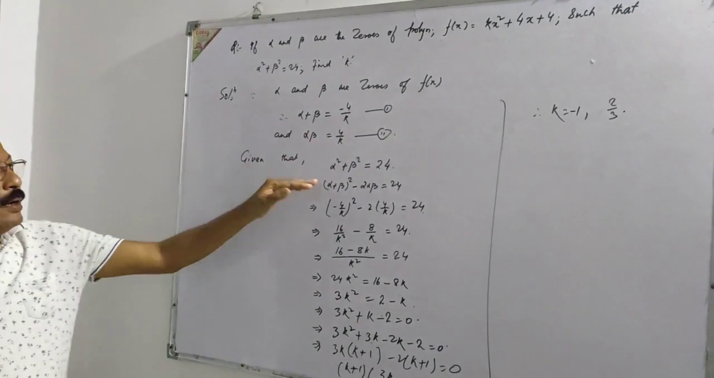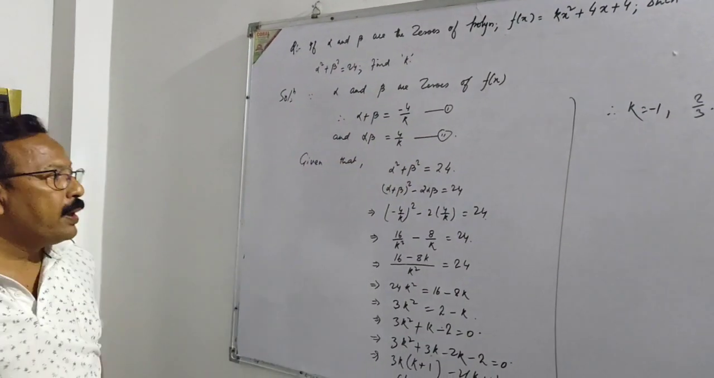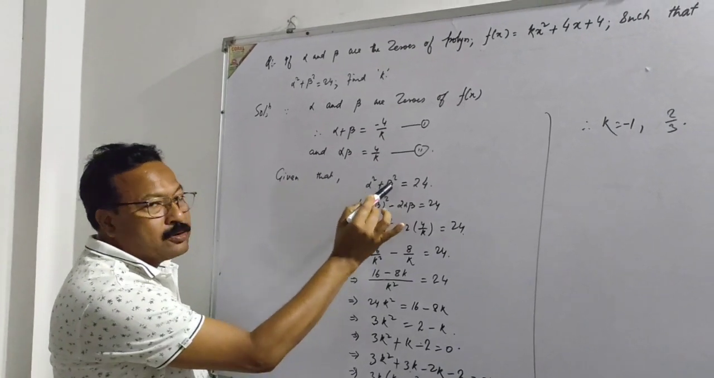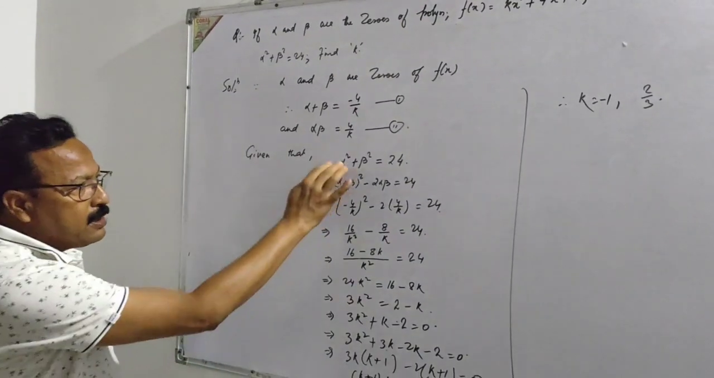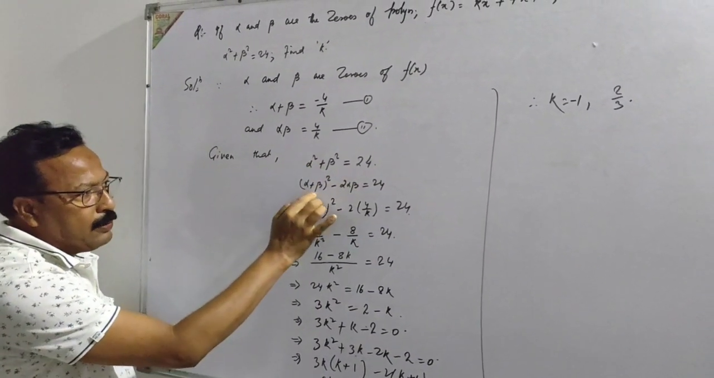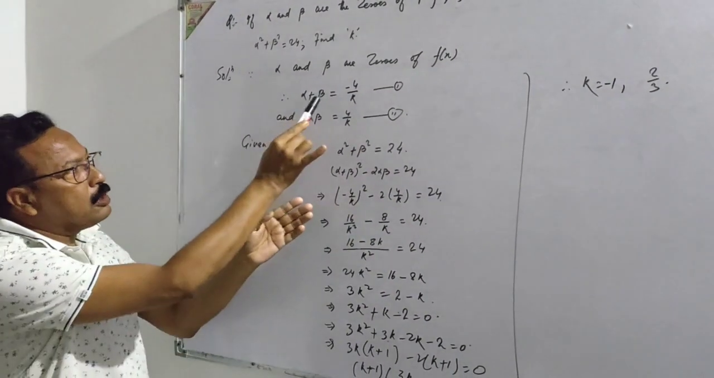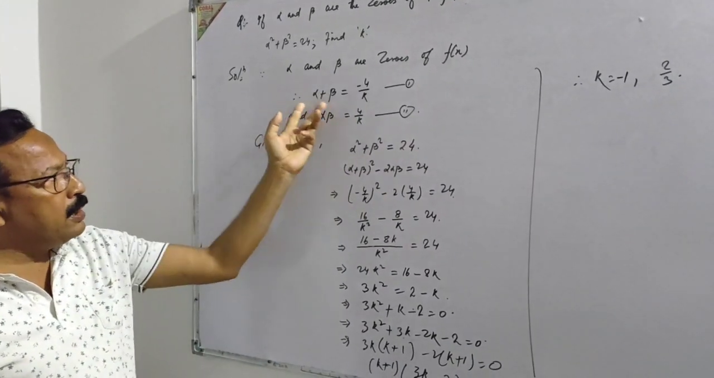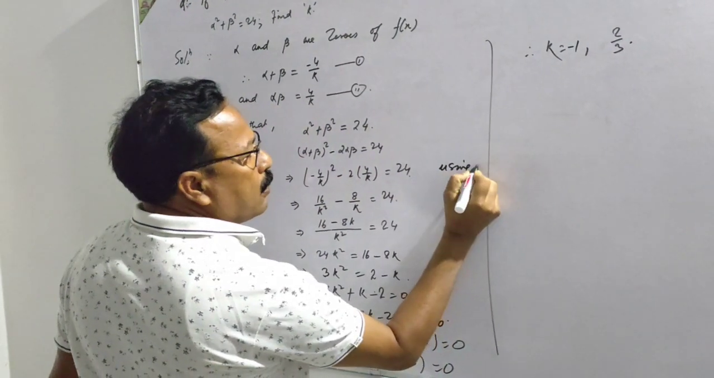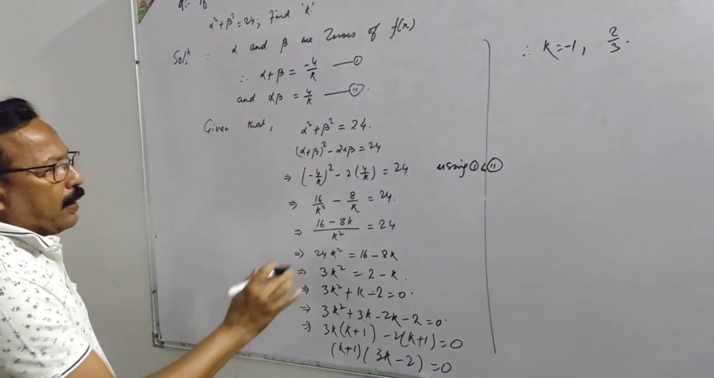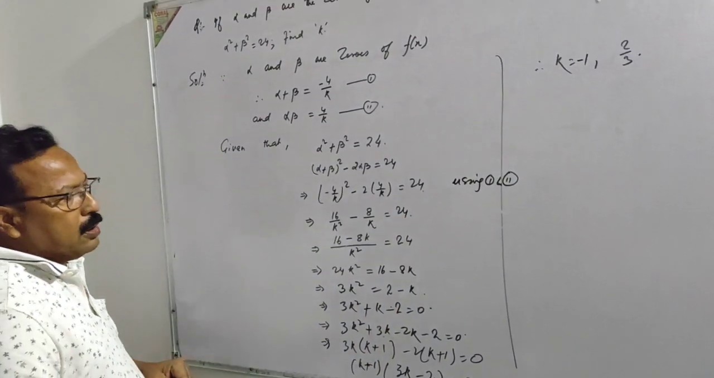It is given in the question that the value of alpha square plus beta square is equal to 24. On elaborating this in the form of a square plus b square, you will get a plus b whole square minus twice of ab. Similarly, we have elaborated this as alpha plus beta whole square minus twice of alpha beta equals 24. On putting the values of alpha plus beta and alpha beta from equations 1 and 2, we get 16 by k square minus 8 by k equals 24.